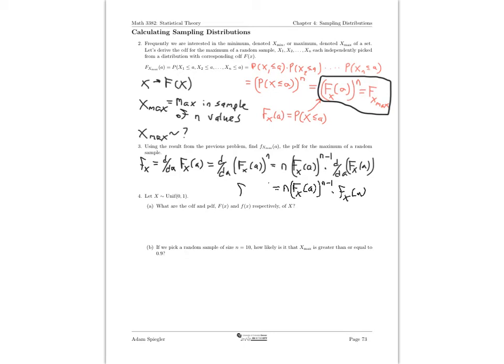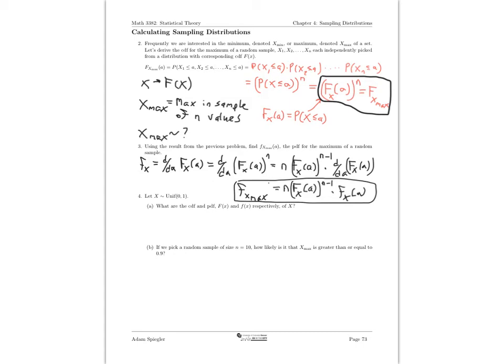So here I've got the PDF for x max, which is related to both the CDF and PDF of the random variable x. So let's see how we can now use this in an example like question number 4. In question number 4, I've got x, a random variable, uniformly distributed between 0 and 1.